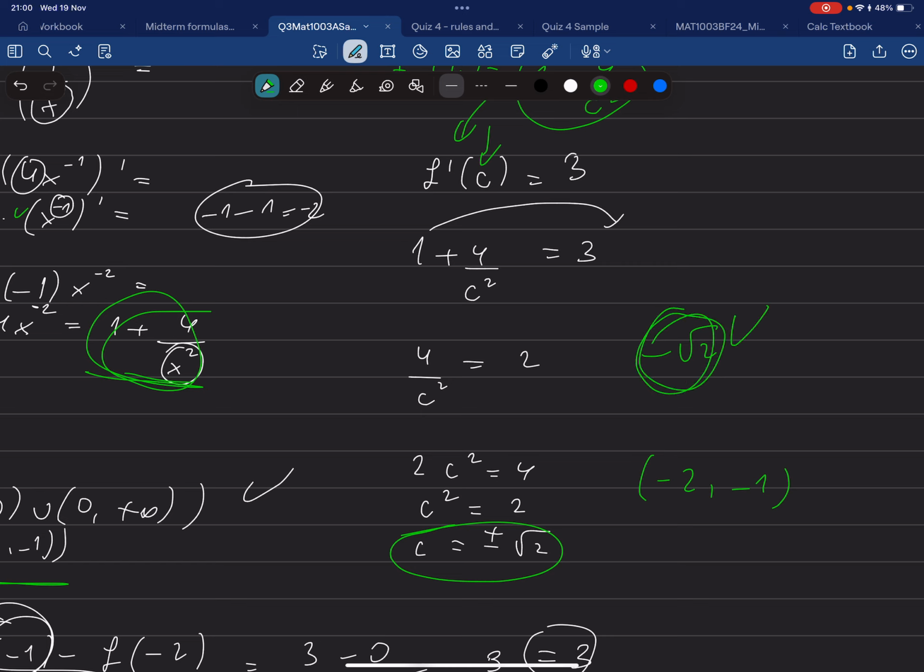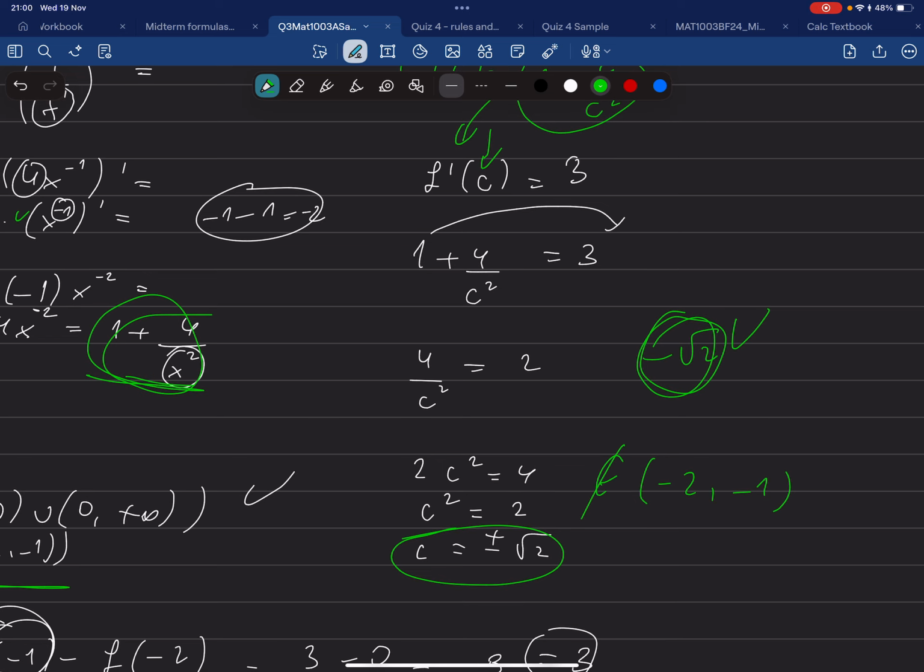And of course, in the exam, you just write a little bit more, right? So you write c equals square root of 2 does not belong to this interval. Therefore, it's not a valid value of c. Minus square root of 2 does belong to this interval. Therefore, it is a valid value of c. So your final answer to this question should be minus square root of 2.